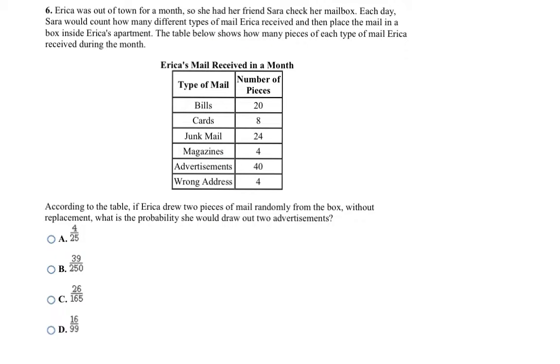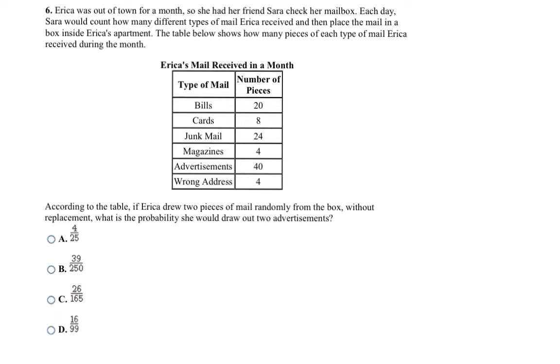Looking at number 6 here, Erica was out of town for a month, so she had her friend Sarah check her mailbox. Each day, Sarah would count how many different types of mail Erica received and then place the mail in a box inside Erica's apartment. The table below shows how many pieces of each type of mail Erica received during the month. According to the table, if Erica drew 2 pieces of mail randomly from the box without replacement, what is the probability that she would draw out 2 advertisements?